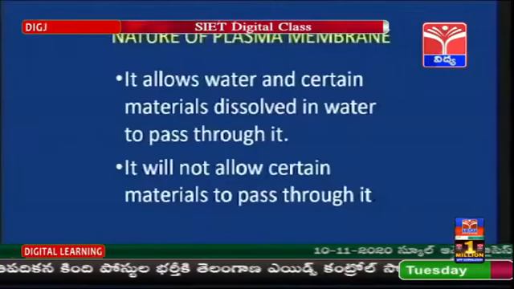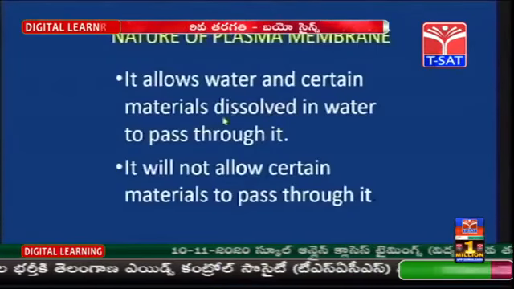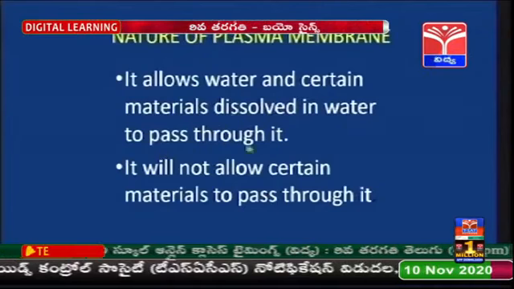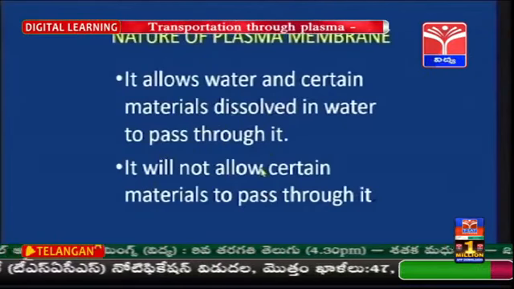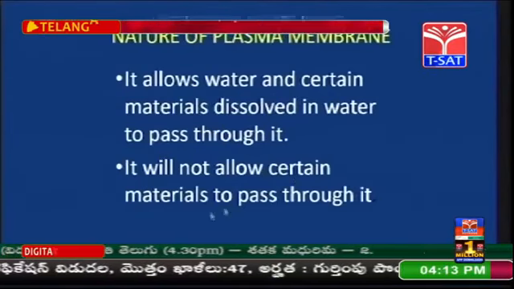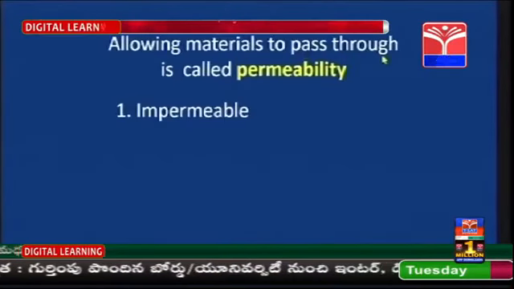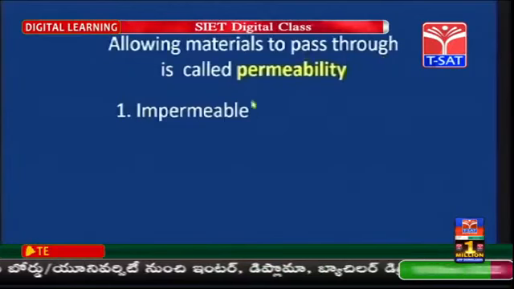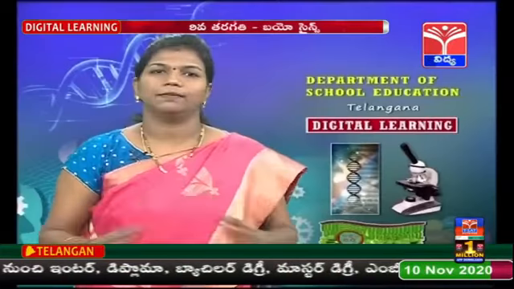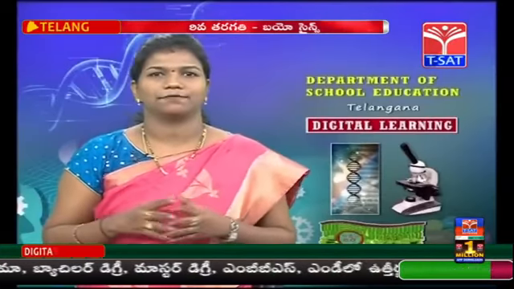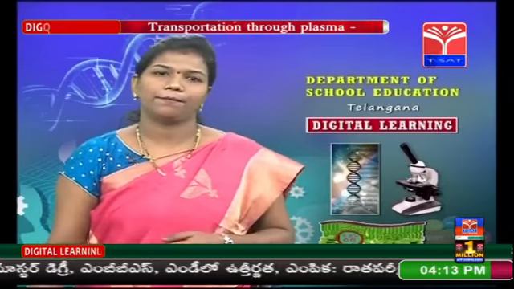So let's see the nature of the plasma membrane. It allows water and certain materials dissolved in water to pass through it. It will not allow certain substances or materials to pass through it. Allowing materials to pass through is called permeability. Impermeable, children, means it is not allowing any substances to pass through the membrane.